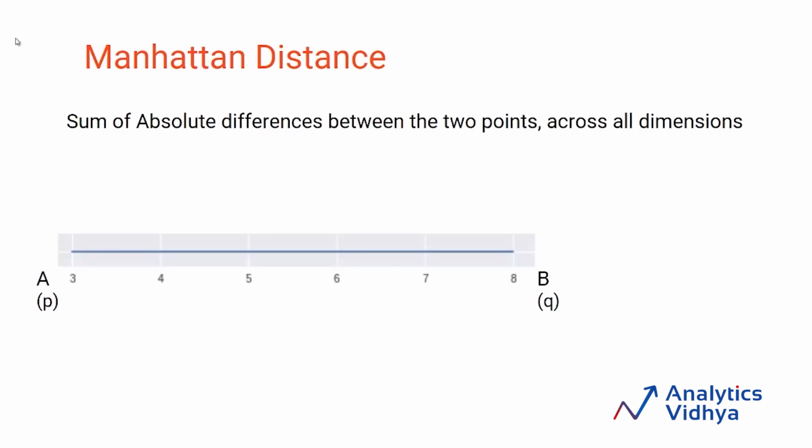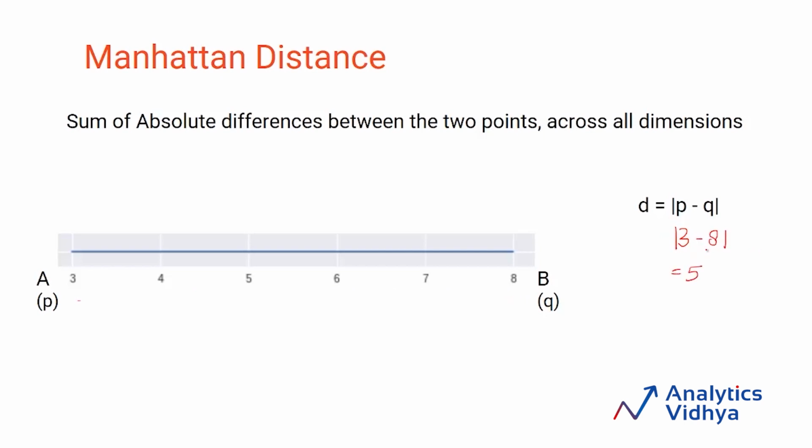For now, we'll consider just one dimension. Now we have 2 points in this dimension, A and B, which have coordinates P and Q. Now how do you think we can calculate the distance between A and B? Quite simple, right? We can see the value of P to be 3, we have the value of Q to be 8, and we'll simply calculate the absolute difference, 3 minus 8, which comes out to be 5.